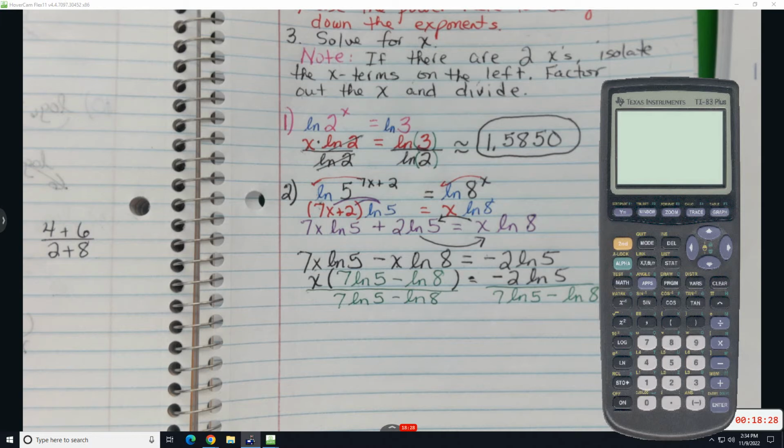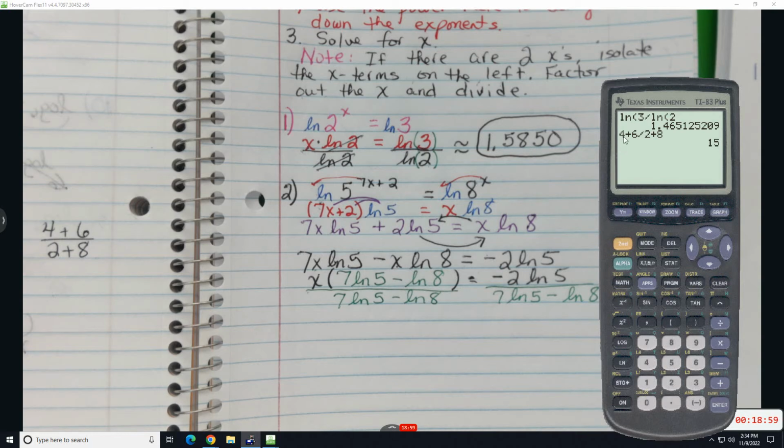If I punch this into my calculator the way I have it written there, 4 plus 6 divided by 2 plus 8, I don't think we're going to get a 1. I think we'll get 15. We get a 15, am I right? What is the calculator doing? We know the answer should be 1, right? 10 over 10.